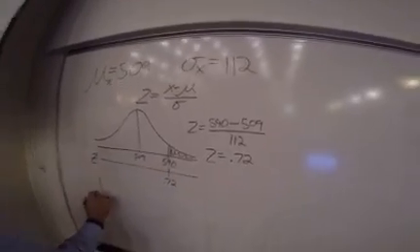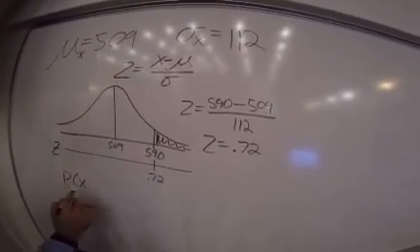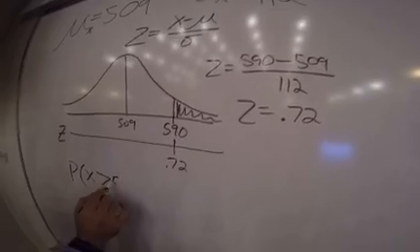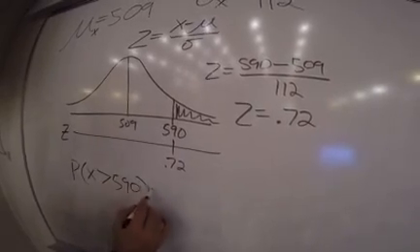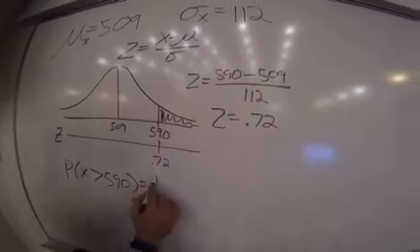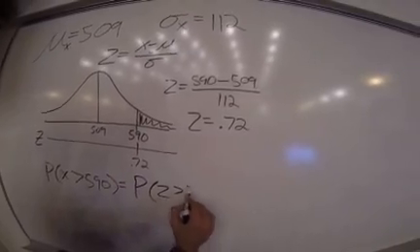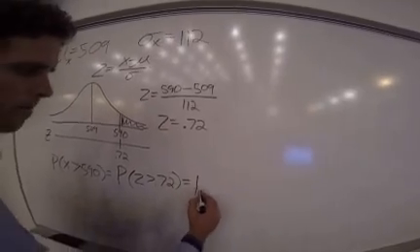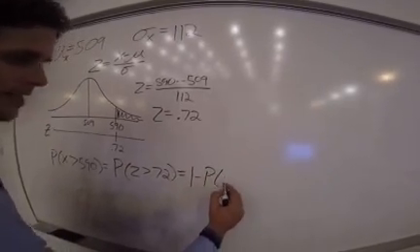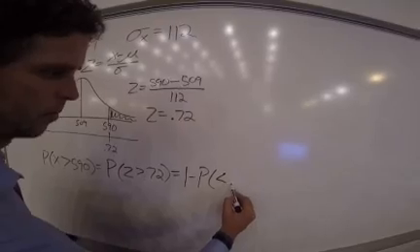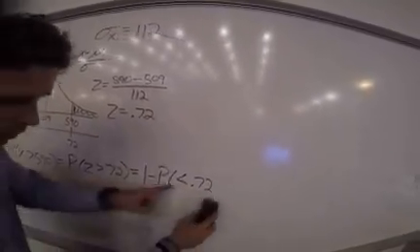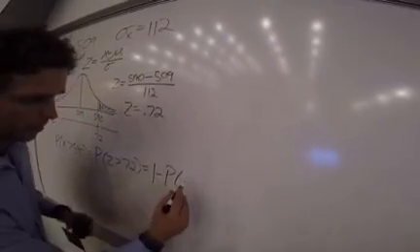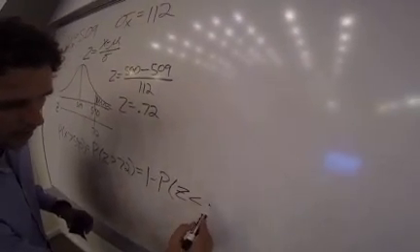And that's all. So I want the probability that x is greater than 590, which is equal to the probability that z is greater than 0.72, all stuff we've done before. We know this is 1 minus the probability that z is less than 0.72. Got to put my z in there. Don't leave out the z. We got to say what's in there.